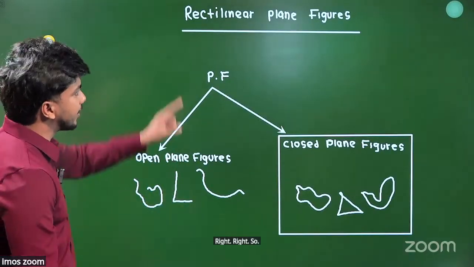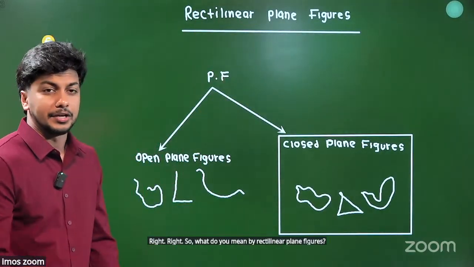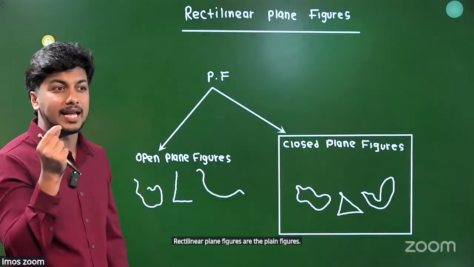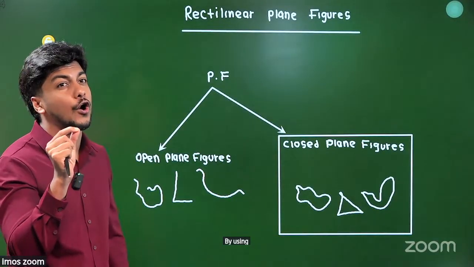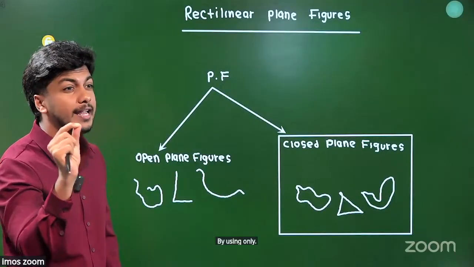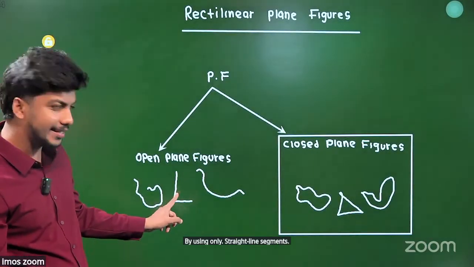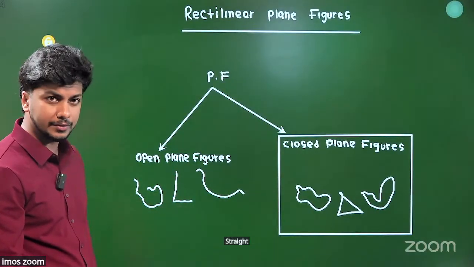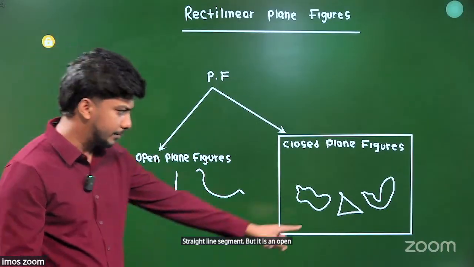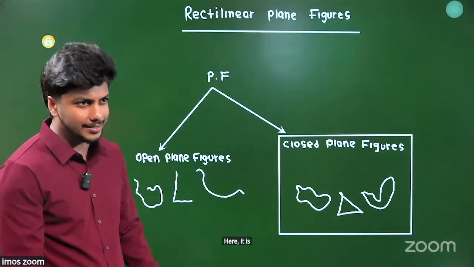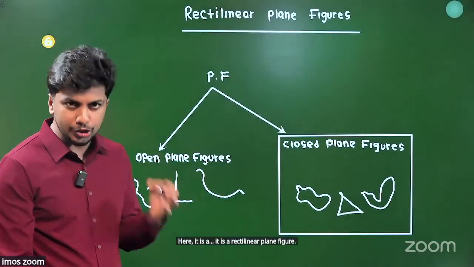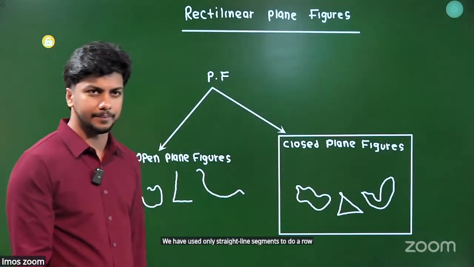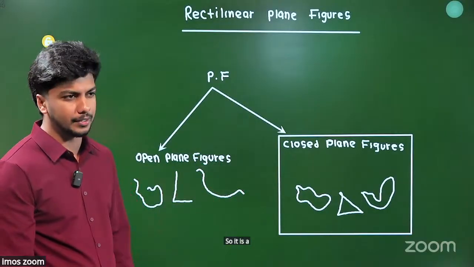So what do we mean by rectilinear plane figures? Rectilinear plane figures are the plane figures that are drawn by using only straight line segments. This plane figure consists only of straight line segments, but it is an open plane figure. Here it is a rectilinear plane figure. We have used only straight line segments to draw this figure, so it is a rectilinear plane figure, right?